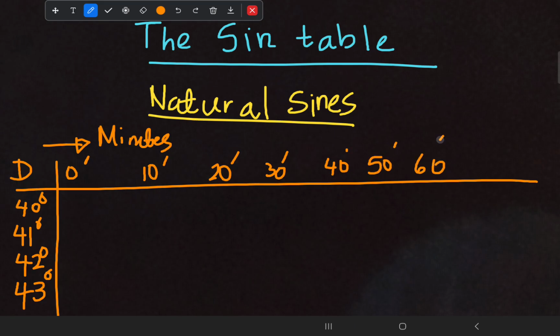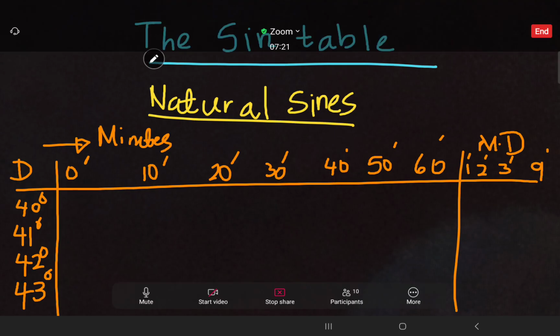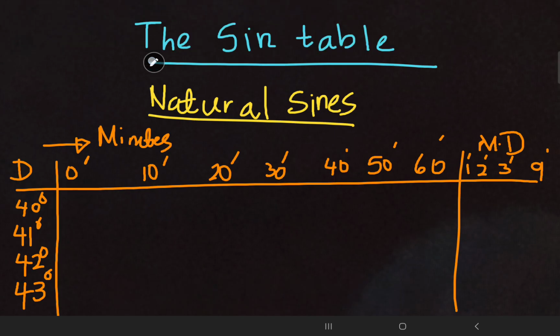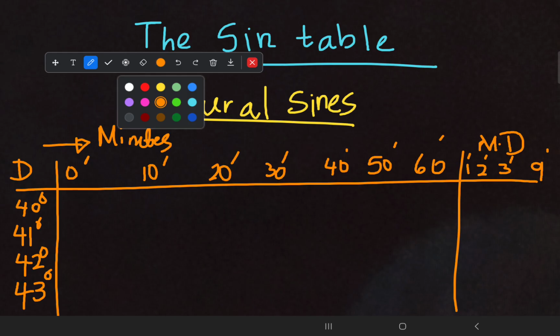After that you can see another column which is dedicated to the mean difference. In that column you can see 1, 2, 3 up to 9. You will have measurements from 1 to 9. This is the way you can see your sine table.